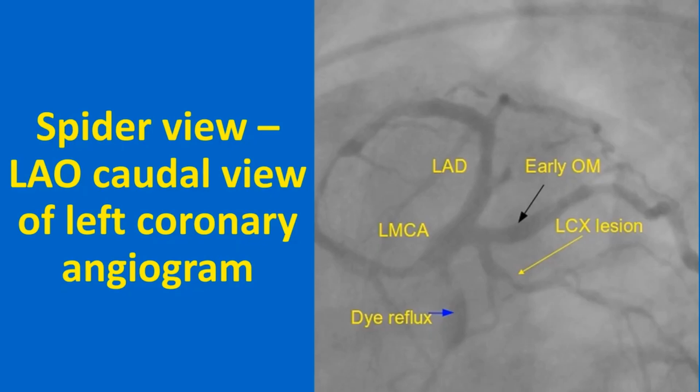From the LMCA bifurcation, LAD is seen towards the catheter side and LCX towards the opposite side in this view. Dye or contrast reflux into the aorta from the LMCA is seen. Absence of dye reflux would mean left main ostial disease or rarely spasm.